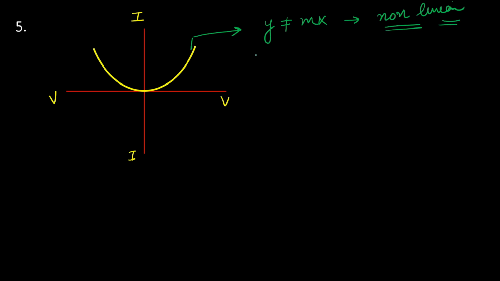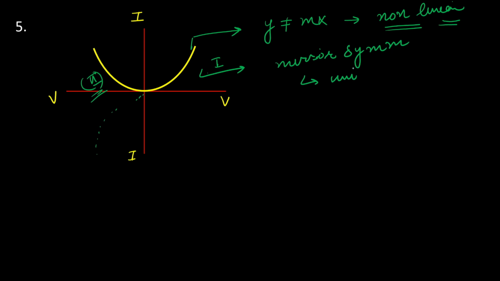Second, it lies in the first and second quadrant, so it is also not following mirror symmetry. The reason is that if the IV characteristic was drawn in the third quadrant, then we could say that it is following mirror symmetry. But the IV characteristic is in the first and the second quadrant, and it is not mirror symmetric with each other. So it means that it is a unilateral element.